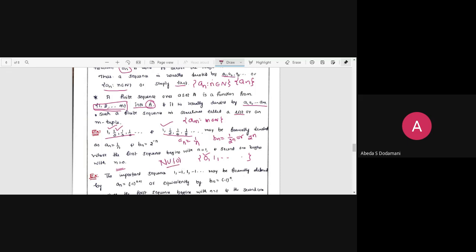Am I clear up to this point, guys? Yes. G section, yes. H section. Following, guys?